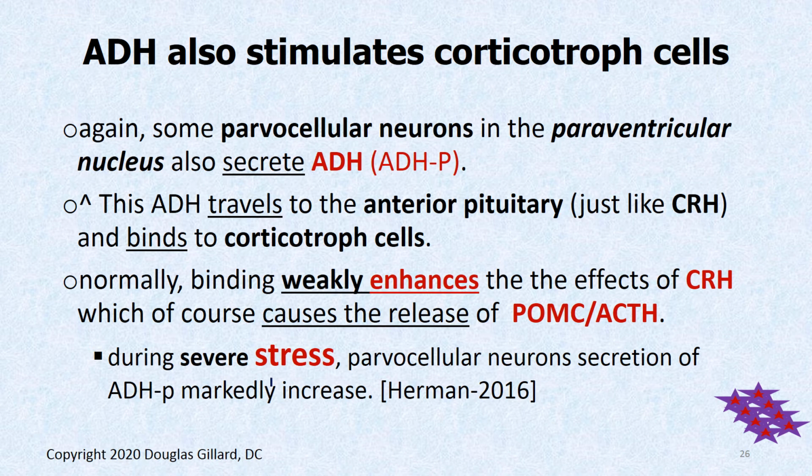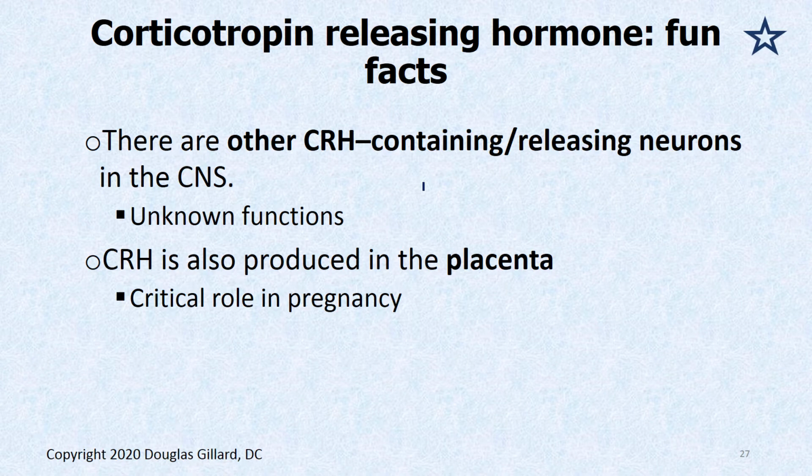But we will come back to this when we talk about stress, because this is one of the culprits with stress, is this ADH-p, as we will see very shortly. Some fun facts about corticotropin releasing hormone, CRH. There are other neurons that release this in the CNS, in the brain, and we don't know the functions. So there's more to this CRH than just going down and stimulating the release of POMC, ACTH.